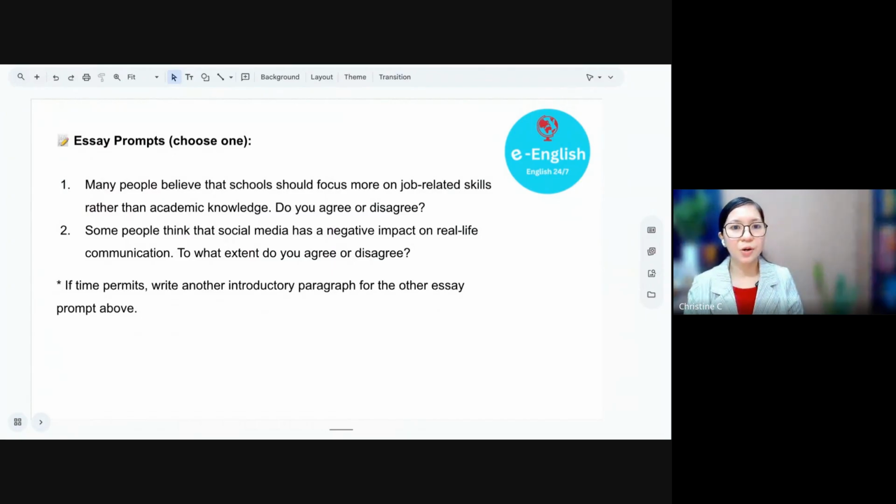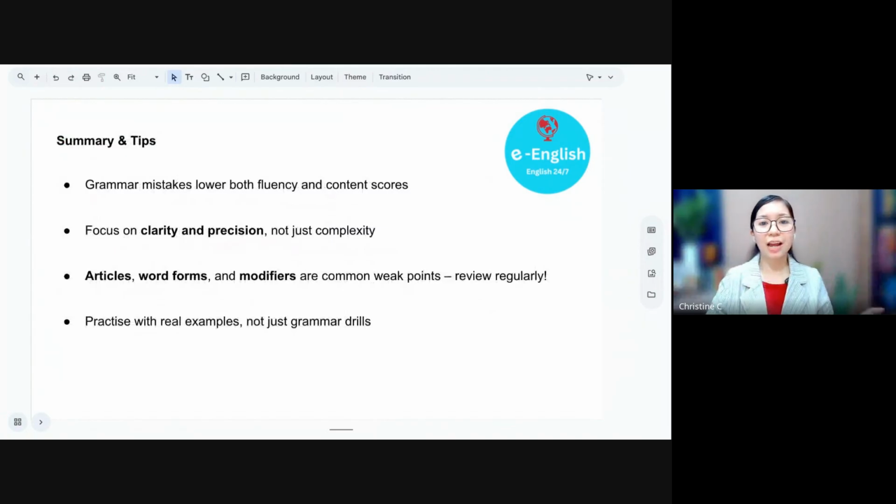So that's the end of our presentation for today. Let me just share some key takeaways and tips. Grammar is actually essential, both in speaking and writing. Your mistakes in grammar can lower your fluency and content skills. If you focus on clarity and precision, that can help improve your output, written and spoken.